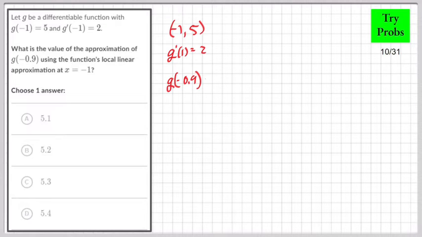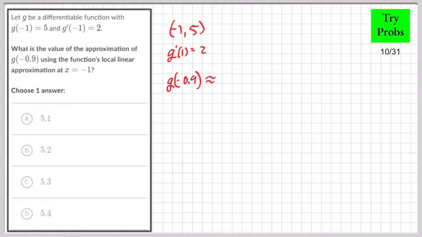Now, this is an estimate, so I'm going to use my little squiggly lines. The scenario is that we don't know what g is, and so we can't just plug -0.9 into it. We do know a point on g, and we do know the slope at that point. Those two things are exactly what you need in order to write a tangent line. You need a point and a slope.